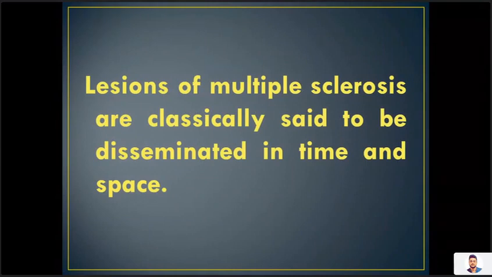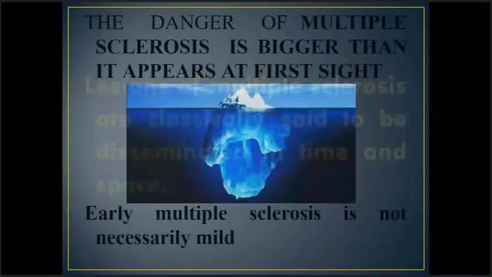Lesions of multiple sclerosis are classically said to be disseminated in time and place. This is the characteristic feature of multiple sclerosis and differentiates multiple sclerosis from other demyelinating diseases and other neurological diseases in general.